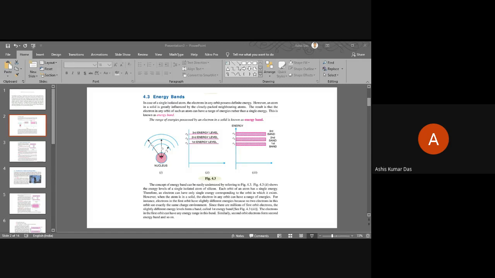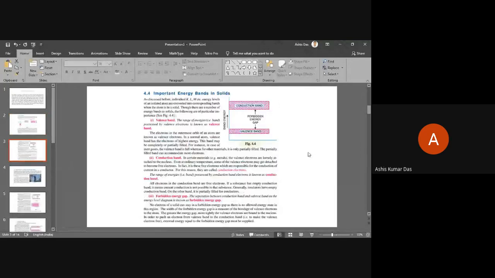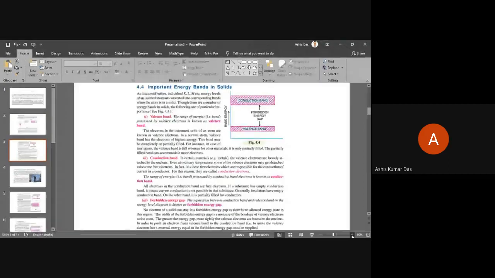Out of all these energy bands, we are very much interested in the conduction band and the valence band, because in the case of a semiconductor, a conductor, or an insulator, they can be differentiated from each other based on the description of these energy bands. If there are plenty of electrons in the conduction band, then we can say the solid material is simply a conductor.